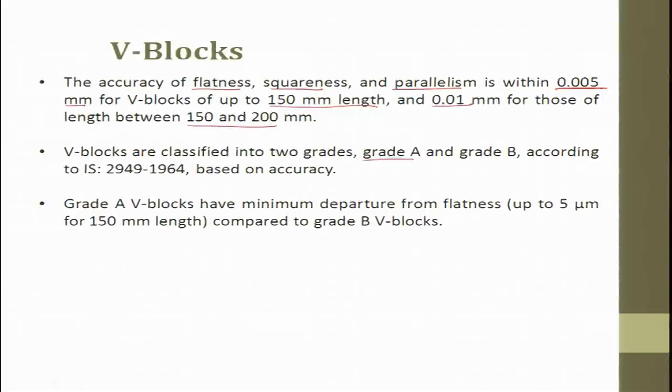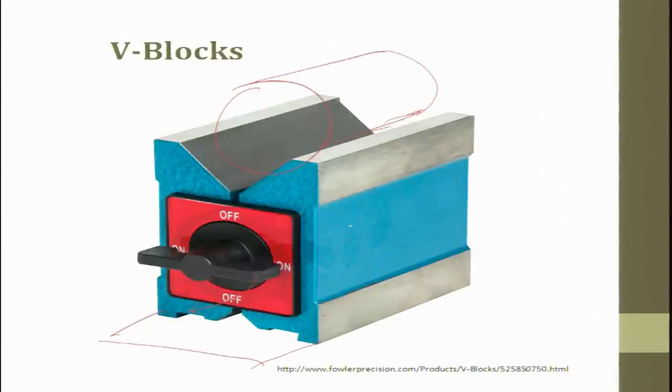So, there are two grades, grade A and grade B. According to their accuracy, grade A V block has a flatness up to 5 for 150 millimeter as compared to that of B. So, grade A is much better than grade B. So, I have already explained this to you.